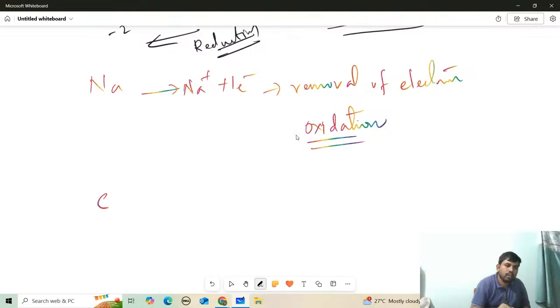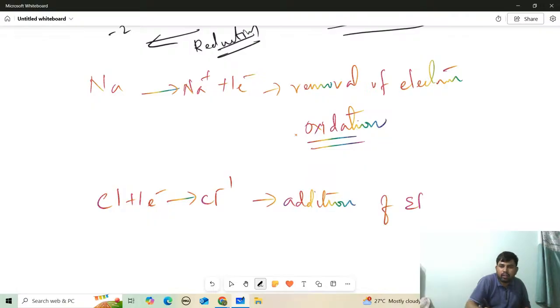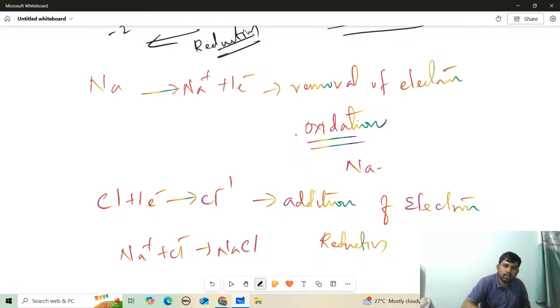Similarly, Cl gaining one electron from sodium becomes Cl minus 1. So this is addition of electron, which is a reduction process. If I combine them together, Na plus Cl gives rise to NaCl. So it will be plus 1, minus 1, and 0, 0. 0 to plus 1 is an oxidation process, and 0 to minus 1 is a reduction process.